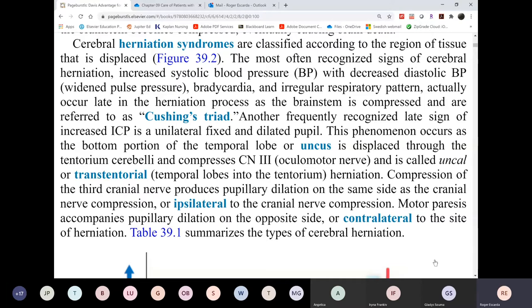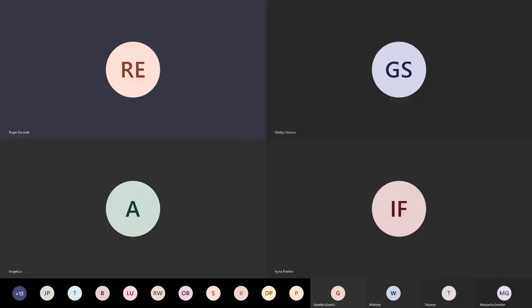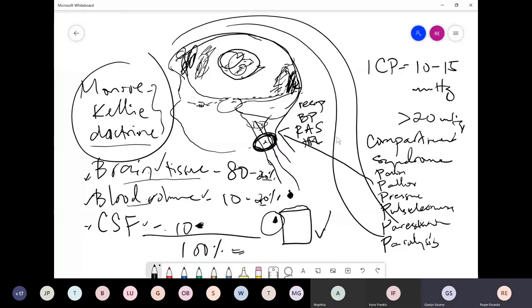If I go back to the whiteboard. So it could also be here. So let's say you have a tumor growing here. And this is the tentorium here. Okay, so this is kind of an imaginary... Sorry, professor. We don't see your screen, professor. Oh. How about now? Yes. Yeah. Okay.